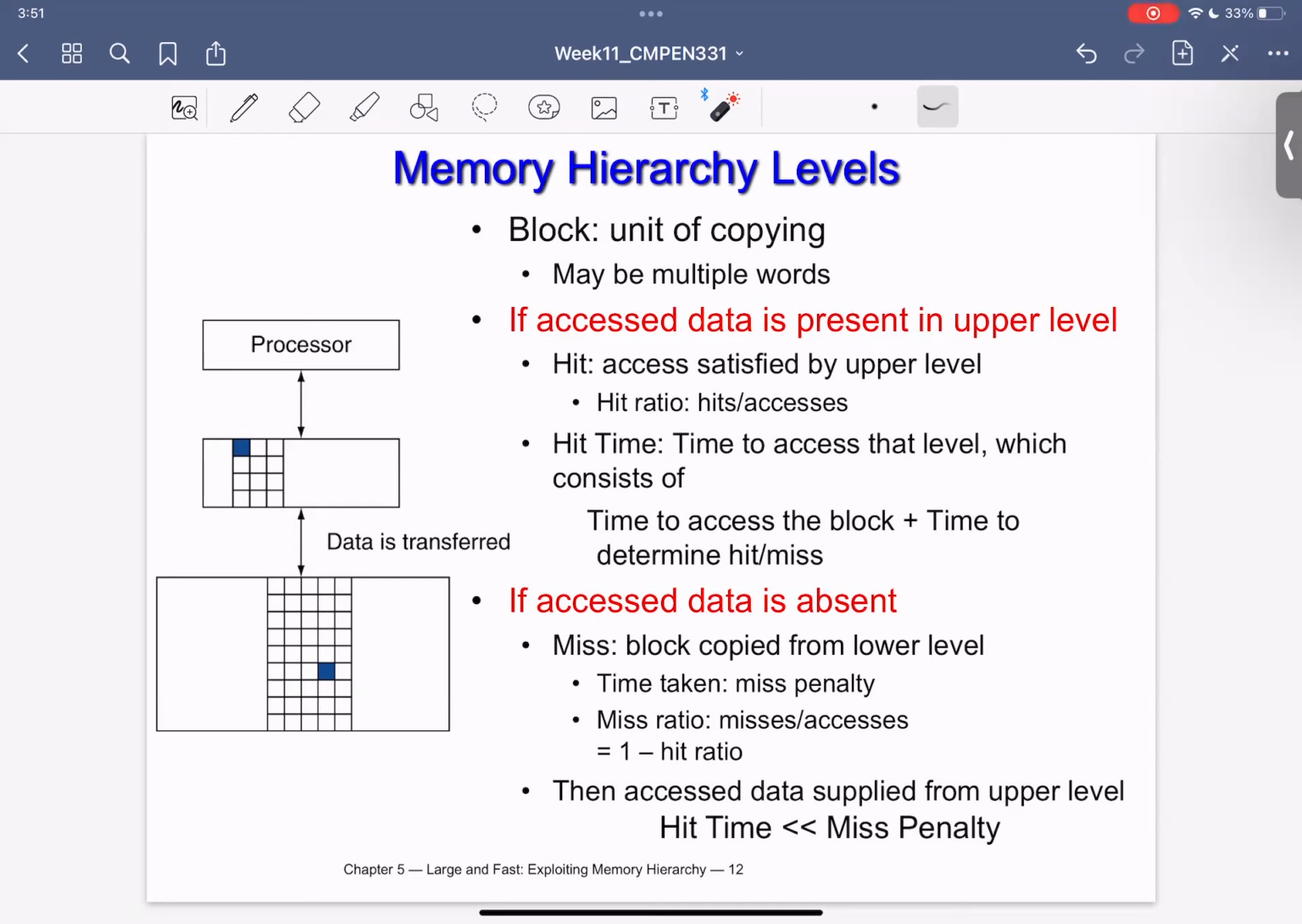So this means that if you add the miss rate and the hit rate, it's equal to 1. Miss rate plus hit rate is equal to 1. 50% and 50% is just 100%, meaning that one is 1 minus the other.